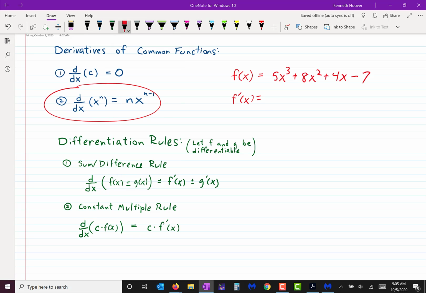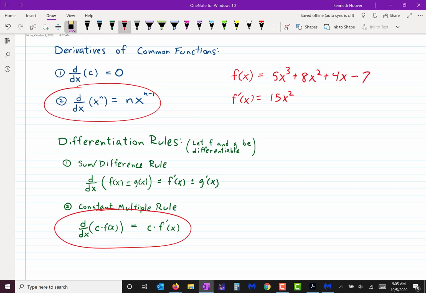Using this rule and this rule together, here's what you can do. For the 5x cubed, you take the 3 down, and you're going to get a 3 in front, but there's already a 5 in front. So you end up with 3 times 5, and what is that? 15. And then you subtract 1 from that 3, and you end up with x squared.